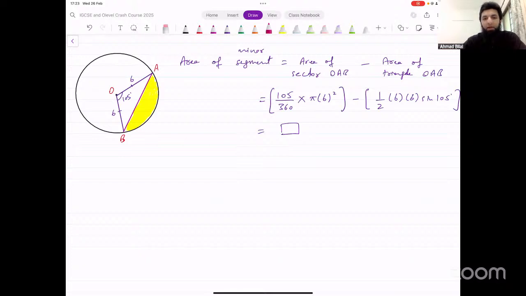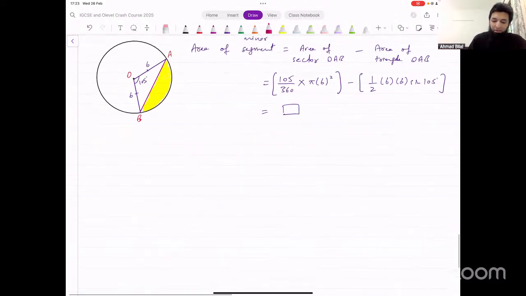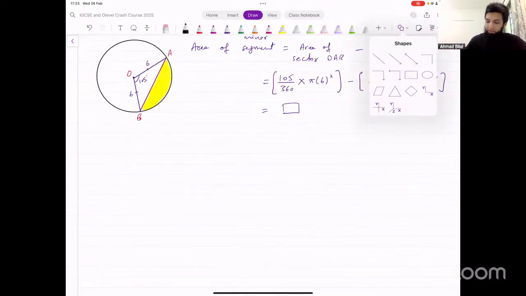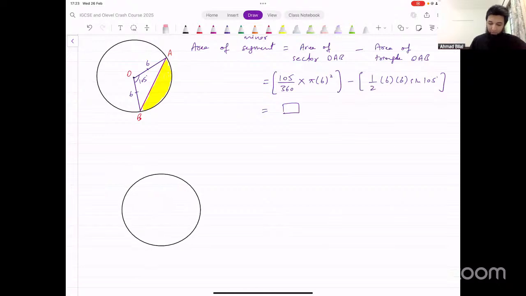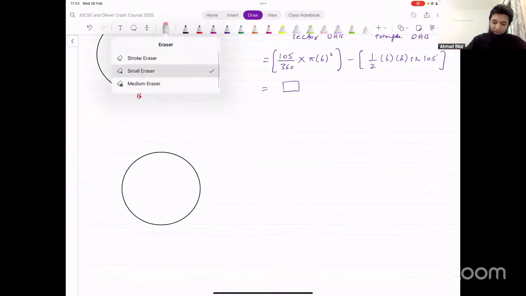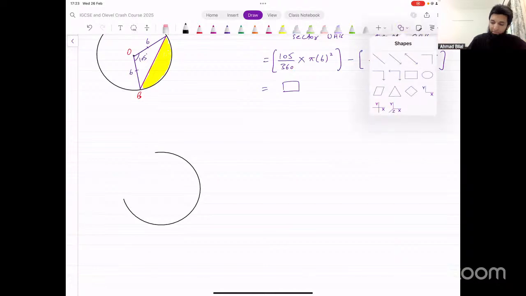Okay. Now, sometimes you might have to find area of a major segment. Now, what does that mean? You might have a figure that looks something like this, that you have a circle. And let's make a major segment out of this. Let's do it like this. So we have a shape that looks something like this.